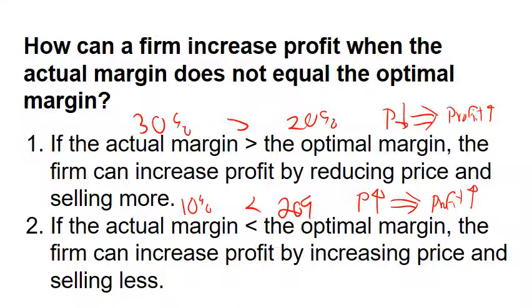So whether you want to raise your price or lower your price depends upon whether the actual margin is greater than or less than the optimal margin. Again, as you lower price, you're going to increase sales. And as you increase price, you're going to decrease sales. So sometimes you may want to sell more. Other times you might want to sell less.